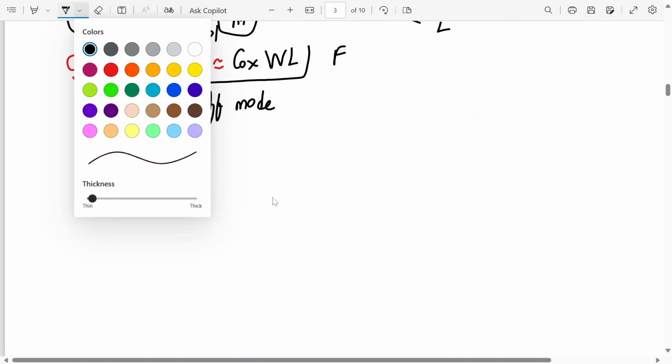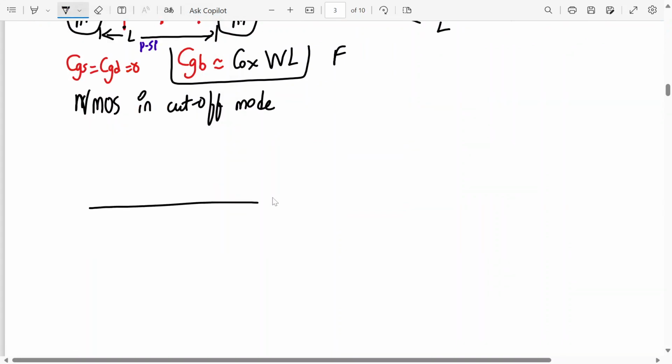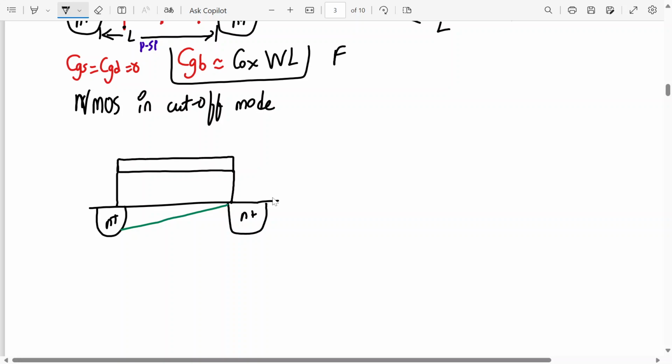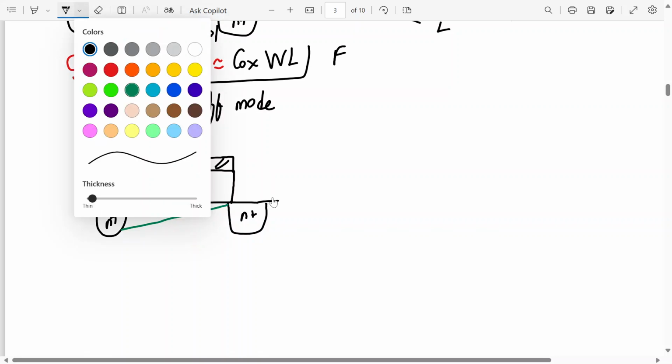Now next we'll go to the linear region. In the linear region, how does the channel look? Can you all tell me? The channel is tapered like this. Yes or no? The channel is almost tapered. This is my gate. Let me draw the oxide layer and the gate region. So this is my oxide, this is gate. This is my N channel.